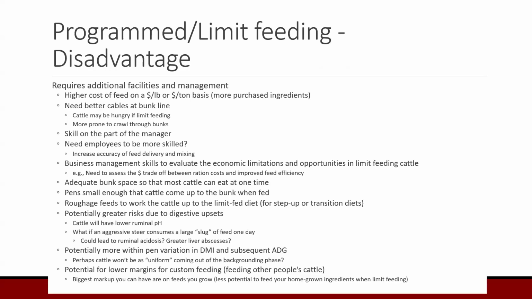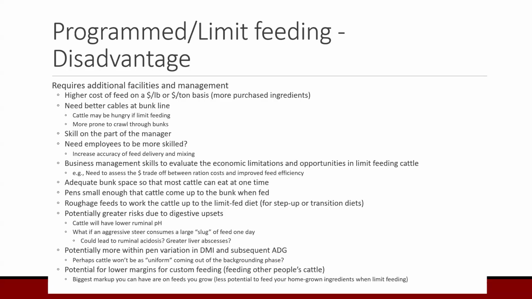So, some disadvantages of program feeding / limit feeding. We talked about some of these. Basically, it requires additional facilities and additional management. Okay, we have higher feed cost on a dollar per pound or dollar per ton basis because we have to buy in more purchased ingredients because we're feeding more concentrates. Okay, we're going to need better bunk line cables to keep cattle from climbing over the bunk and escaping, trying to find food because they're hungry.